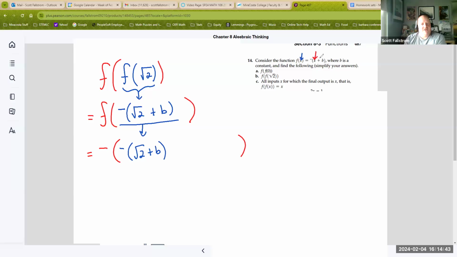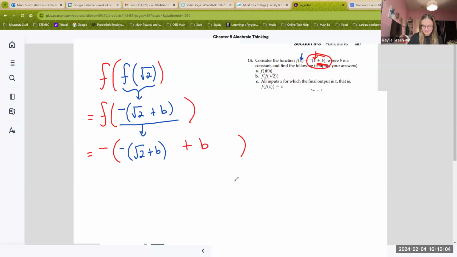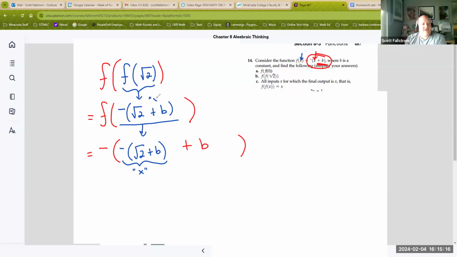That's just the X though. So don't forget the rest of it. Plus b, because the formula was the opposite of the thing plus b. So temporarily, this chunk is acting like X. All I did is treat this thing right here as my X. So wherever I see an X, I replace it, but everything else has to stay. The opposite symbol and the plus b, all of those have to stay.